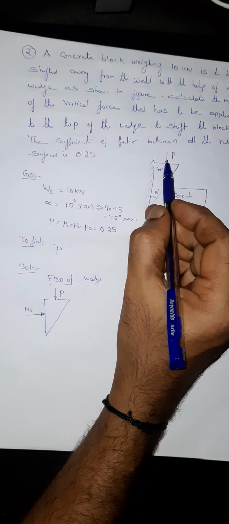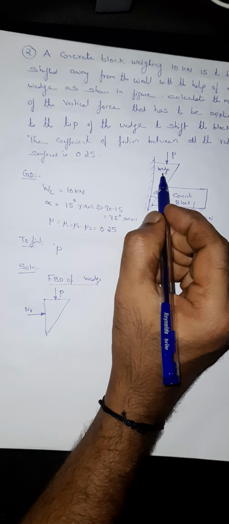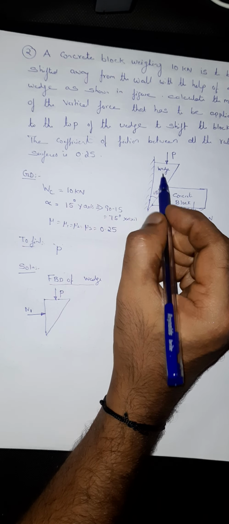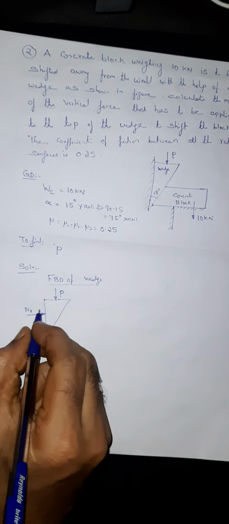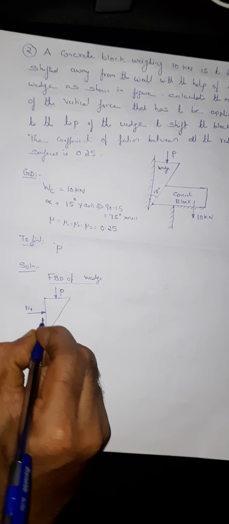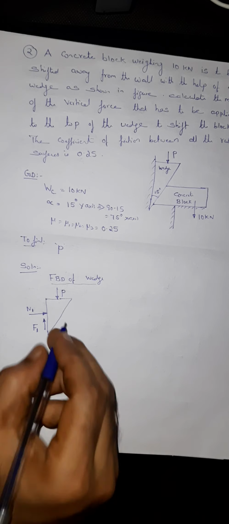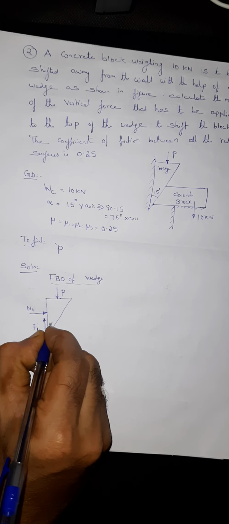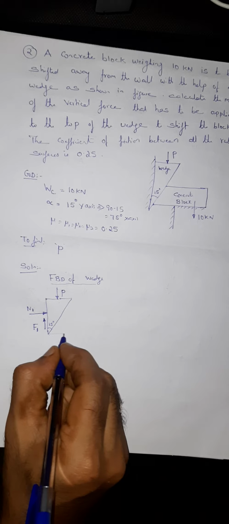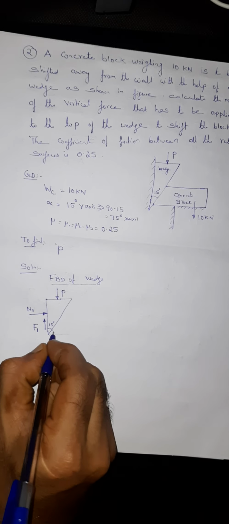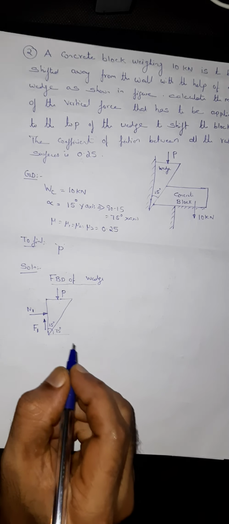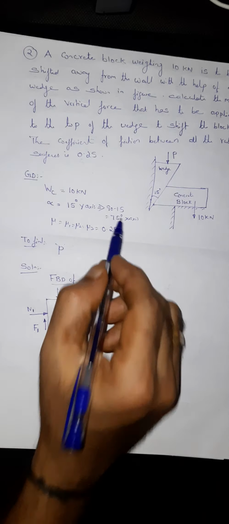When you apply some force on the wedge, the motion of the wedge will be downwards. Therefore, the friction will be in the opposite direction of the motion, F1. And this is 15 degree. Then what about the horizontal angle? This could be 75 degree. Right? That's what we have arrived at here.